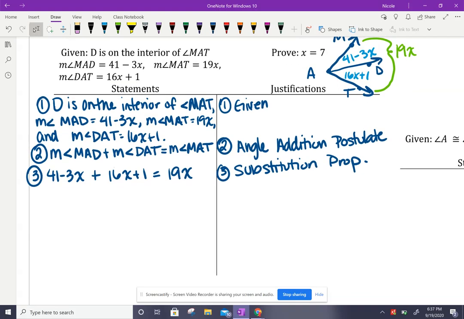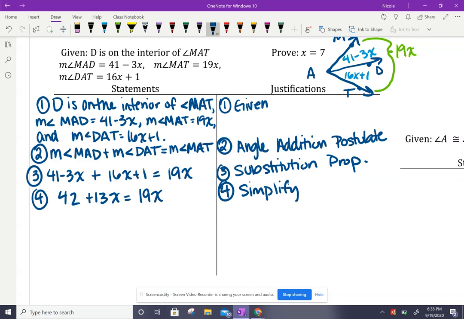Now we are back to an algebraic proof. And so I'm going to combine my like terms first. And my equation is going to say 42 plus 13x equals 19x. And that is simplify. Combining your like terms on one side of the equation means to simplify.